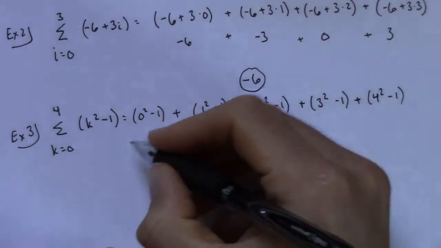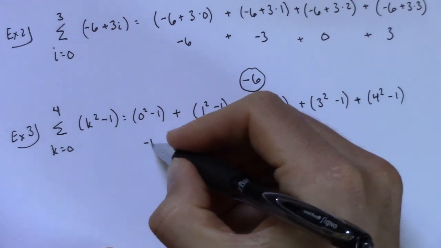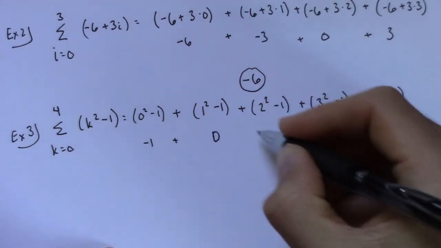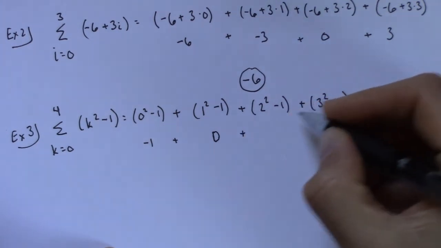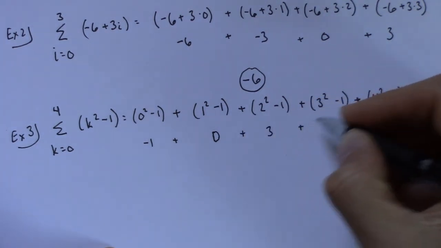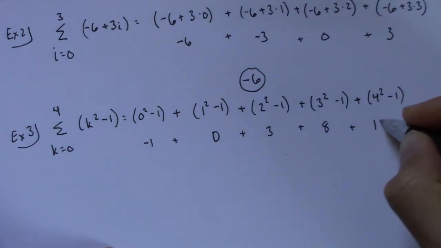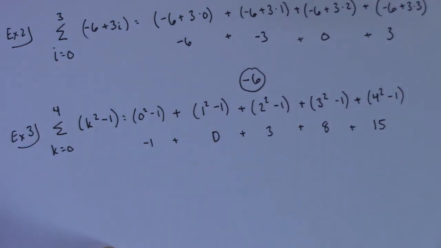So if I go down my list right now, plugging in the values, that's a -1. That's 0. Math teacher can't do math. 4 minus 1 is 3. 9 minus 1 is 8. 16 minus 1 is 15. So that's not too bad.